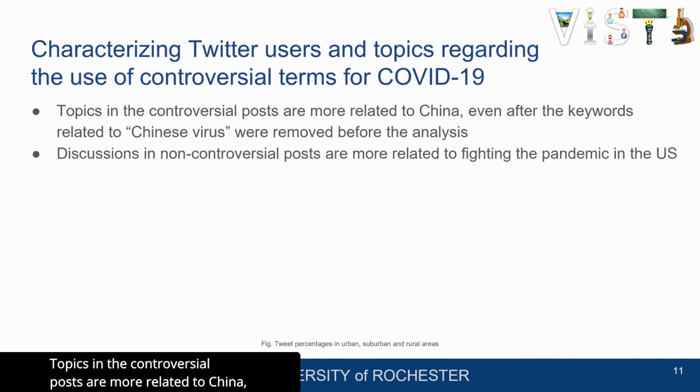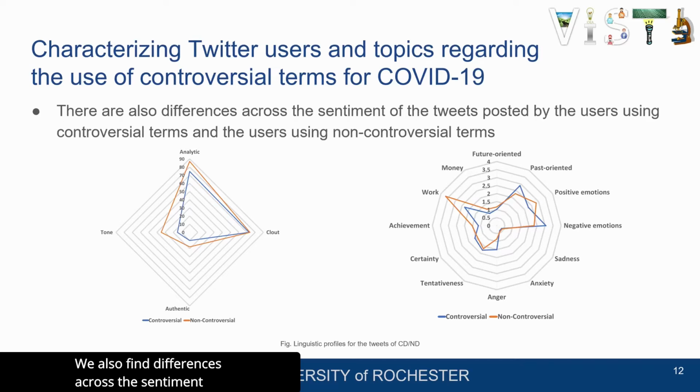Topics in the controversial posts are more related to China, even after keywords related to Chinese virus were removed before the analysis. Discussions in non-controversial posts are more related to fighting the pandemic in the US. We also find differences across the sentiment of the tweets posted by the users using controversial terms and the users using non-controversial terms. For example, as we can see from the figure on the right, users using non-controversial terms focus more on work and money issues. However, users using controversial terms present more negative emotions like anger.